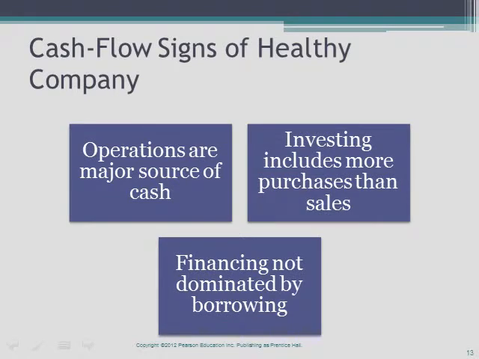Analysts find the statement of cash flows more helpful for spotting weaknesses than for gauging success. That's because a shortage of cash can throw a company into bankruptcy, but lots of cash doesn't ensure success. Here are some signs of a healthy company. Operations are the major source of cash, not a use of cash. Investing activities include more purchases than sales of long-term assets, and financing activities are not dominated by borrowing. Again, these are just some signs of a healthy company.